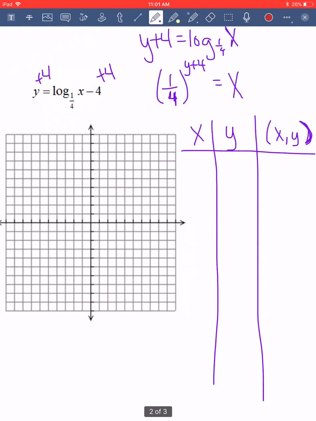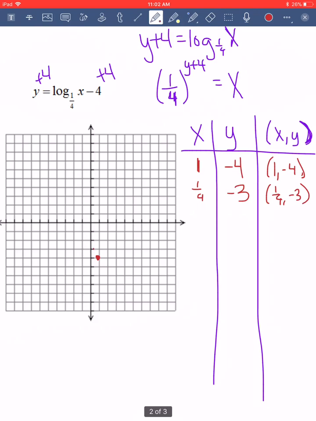A good idea to start is I like for my exponent to be 0. So I'm going to plug in -4 for y, because I'm going to do -4 plus 4, which will give me 0. And then 1/4 to the 0 power is 1. So I have the point 1, -4. Okay. Another good number would be -3. When I plug in -3, I'm doing -3 plus 4, which is 1. And 1/4 to the first power is 1/4. So I've got a point 1/4, -3.